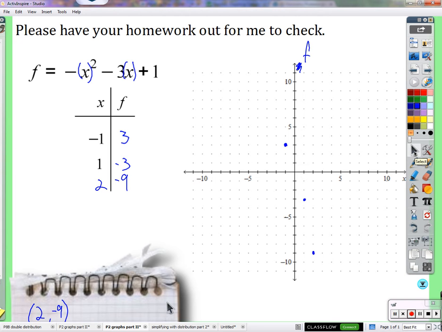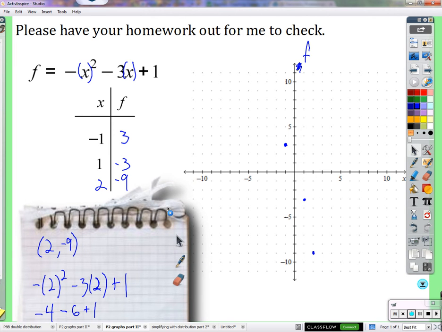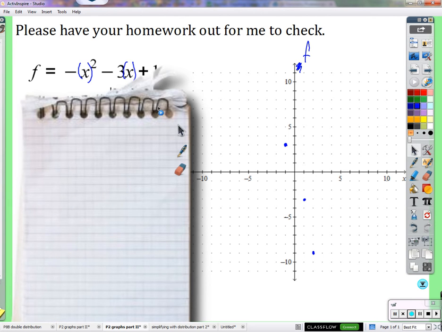Aiden, you have another one? Negative 2, you get positive 9? Negative 2, positive 9. Okay, let's see what happens here. Negative, negative 2 squared, minus 3 times negative 2, plus 1. All right, so here's the negative 2 inside where x was. Okay, we're going to square it first. Negative 2 times negative 2 is a positive 4.